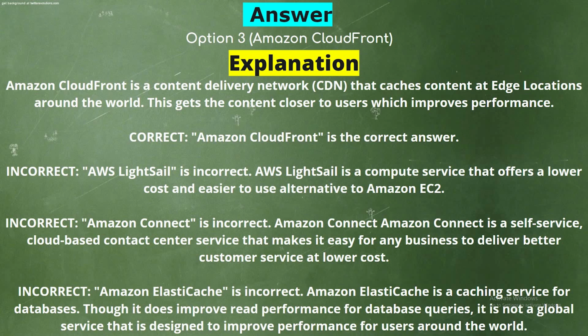Incorrect. Amazon Connect is incorrect. Amazon Connect is a self-service, cloud-based contact center service that makes it easy for any business to deliver better customer service at lower cost. Incorrect. Amazon ElastiCache is incorrect. Amazon ElastiCache is a caching service for databases, though it does improve read performance for database queries. It is not a global service that is designed to improve performance for users around the world.